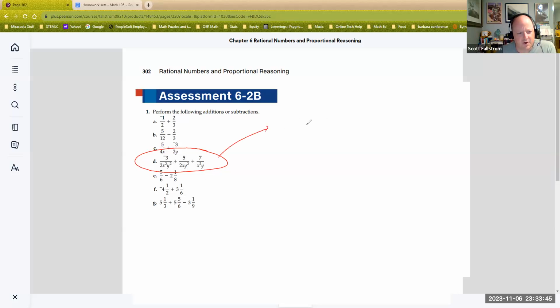So go ahead and just write out what you have right now. 3 over 2x squared y squared plus 5 over 2x y squared plus 7 over x squared y. So again, as you're looking at this, because we're going to perform additions and subtractions, we need a common denominator.